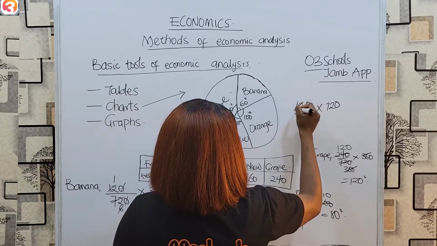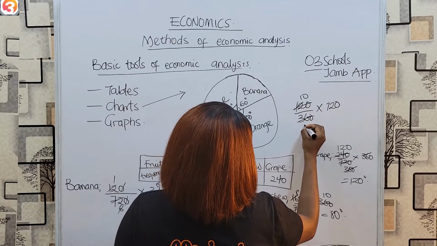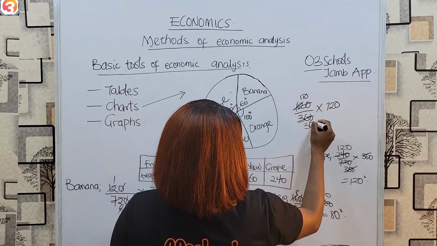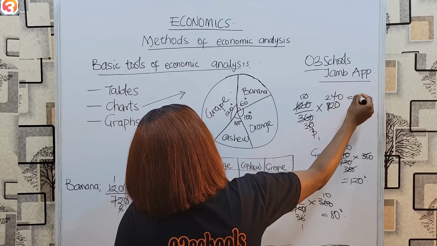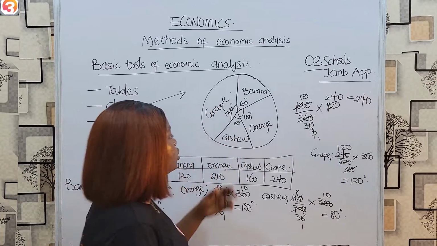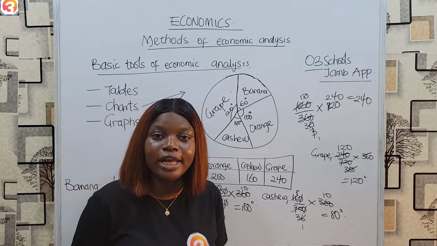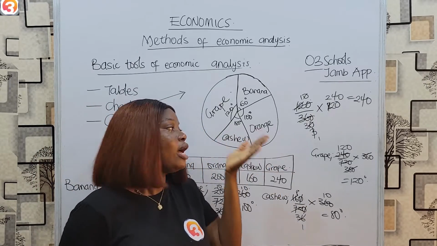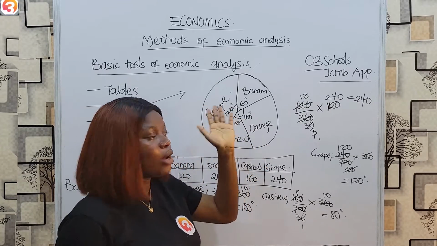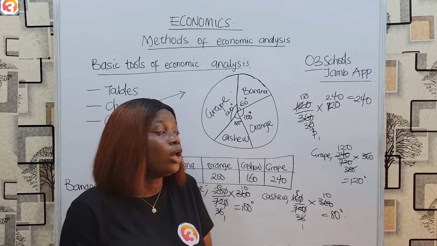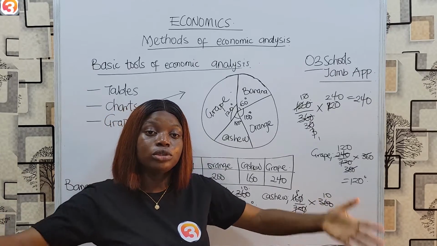So this is 12, using 12 is 10. This is 30. So this 3 here, this is 240. So 240 is the frequency of grape represented in the table. Don't forget, they will give you the total frequency, and then they will ask you, using the pie chart given above, what is the frequency of orange, or how many oranges did the family consume in a year? Or how many bananas? Or how many cashew? Or they can ask you what is the frequency of cashew.